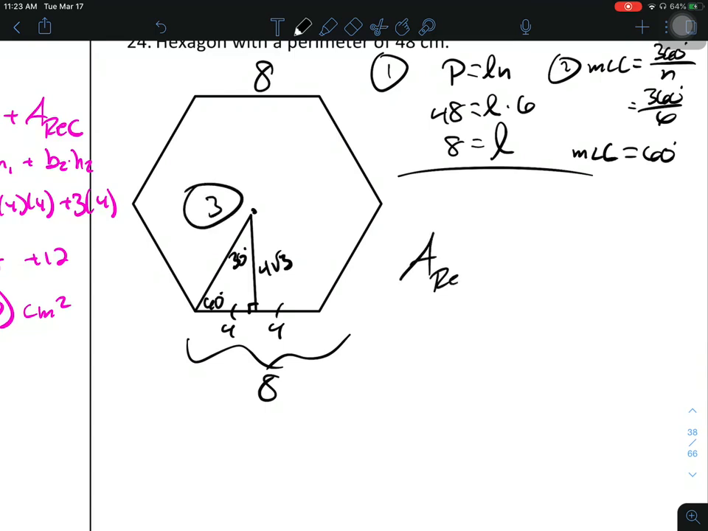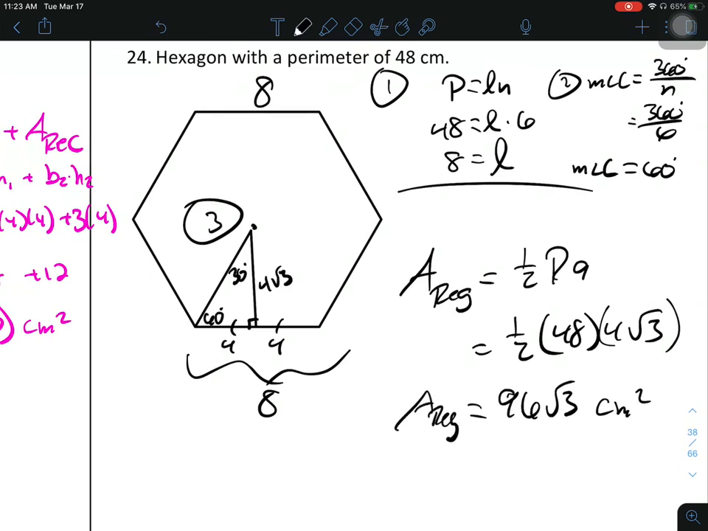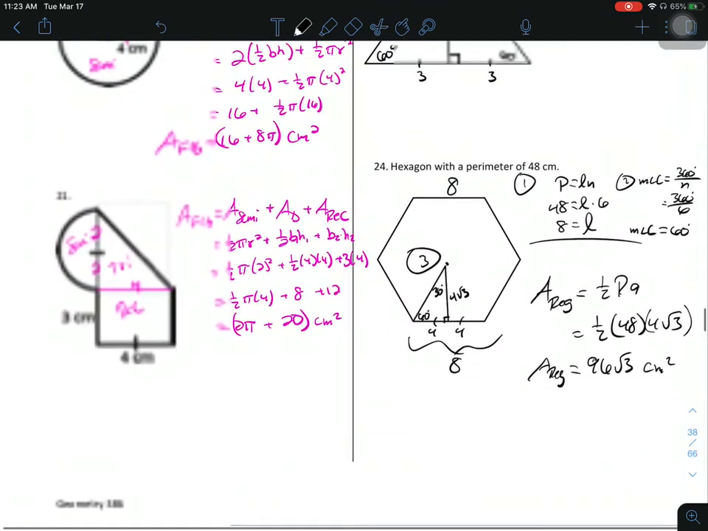Area of a regular figure is 1/2 the perimeter times the apothem. The perimeter, we were told at the beginning, is 48. The apothem we just discovered is 4 square roots of 3. So that's going to be 96 square roots of 3 square centimeters. Hopefully the problems I did here made sense and you understand this well for your chapter test.